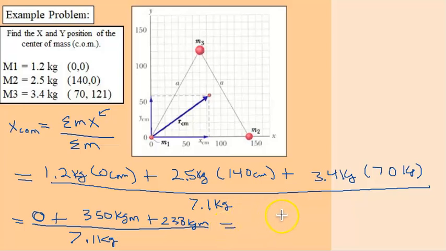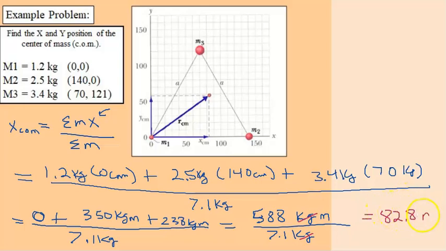And this turns into 588 kilogram meters over 7.1 kilograms, and you can see that the kilograms cancel, and we end up with 82.8. Oops, sorry, these aren't meters, these are centimeters. I apologize, I think you can figure that out. Okay, so they did make this diagram to scale. The x coordinate of the center of mass is 82.8 centimeters.